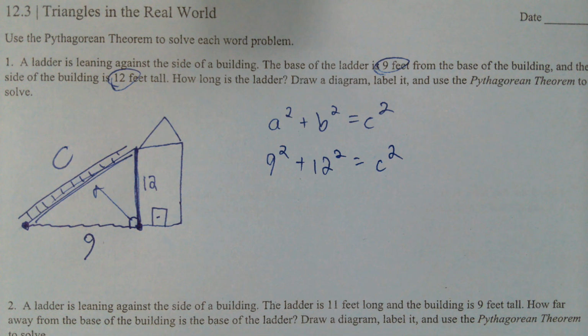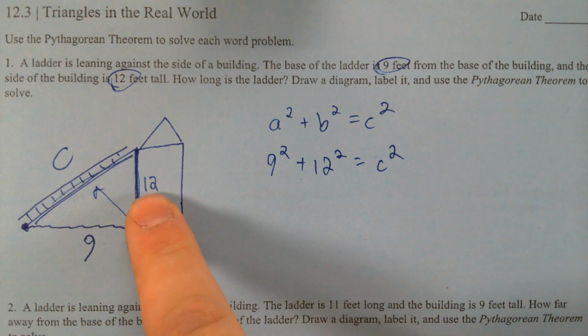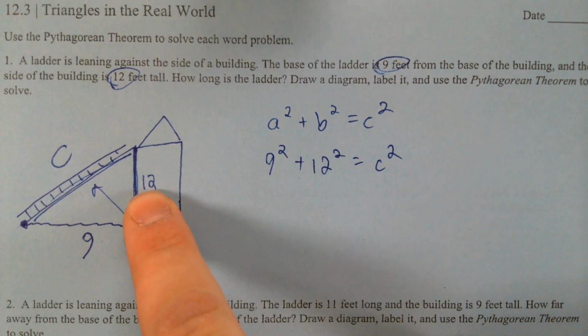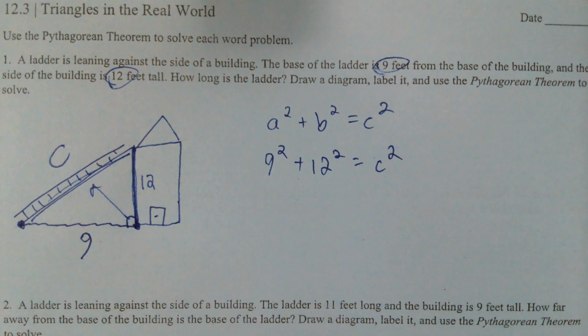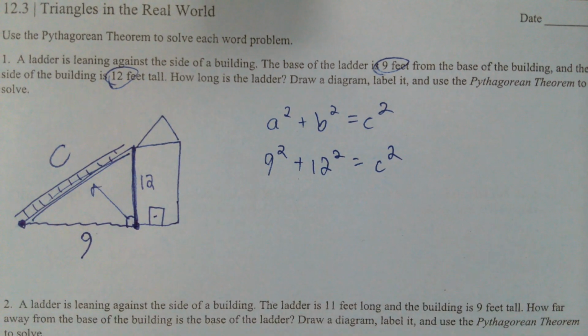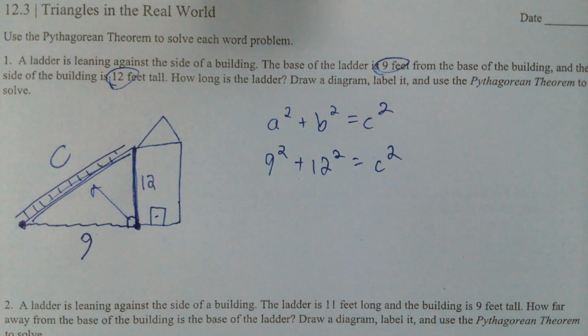Now, I had someone yesterday ask me, well, shouldn't 12 be my C because it's the biggest number? Technically, yes, 12 is bigger between 9 and 12, but the hypotenuse needs to be the largest of all 3 sides. We don't know what our C is equal to, so we can't say with confidence that 12 is our longest side. That's why it's important to understand what's going on in the question and how that translates to our picture that we're drawing.